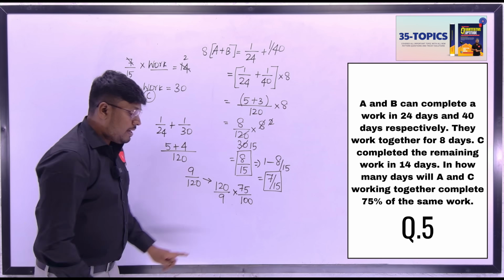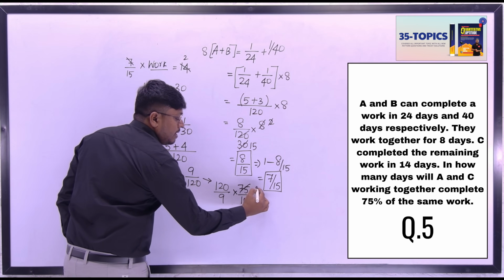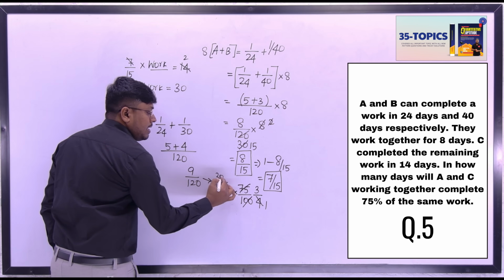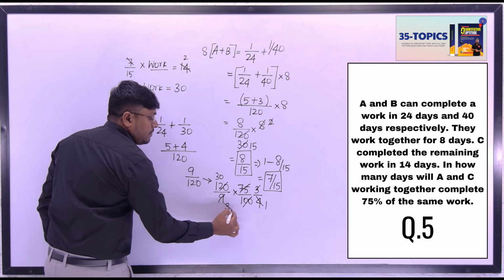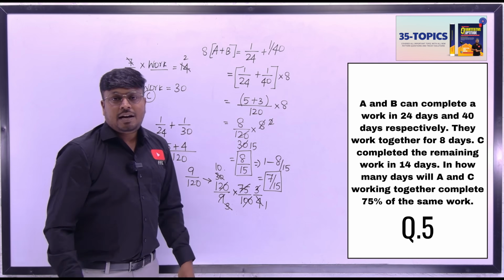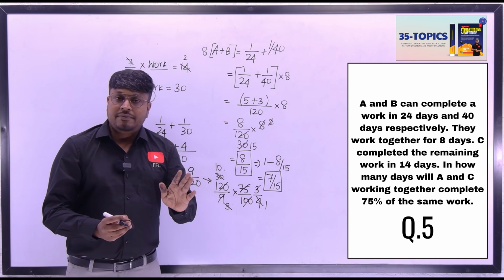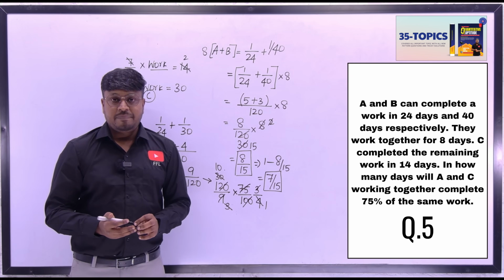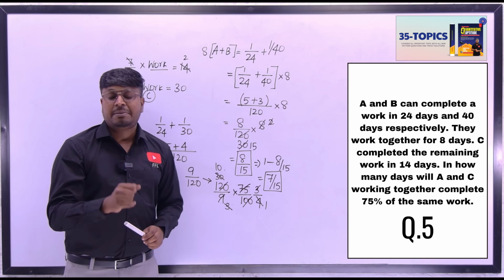So 75 by 100. If you cancel it on the 25 table, this will be 3 by 4. If you cancel it on 4, this will be 30. If you cancel this 3 and if you cancel 30, 10 days. That means if A and C alone are working only to do 75% of the work, it takes only 10 days to complete the work, which will be the answer for question number 5.